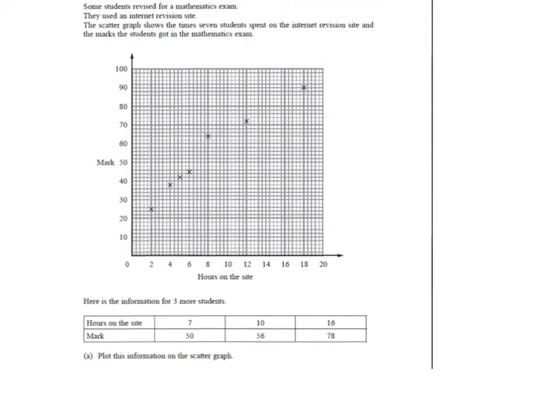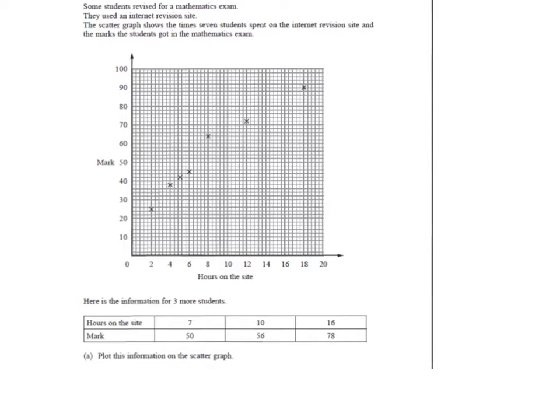So some students revise for a maths exam. They use an internet revision site, and the scatter graph shows the time 7 students spent on the internet revision site and the marks students got in their maths exam. So here's the information for 3 more students, and our task for part A is to plot this information on the scatter graph.